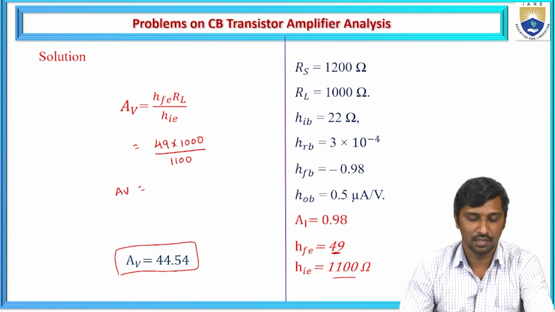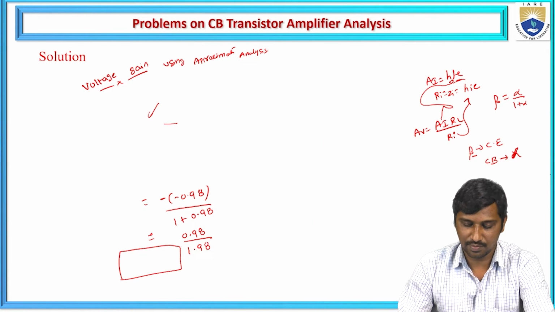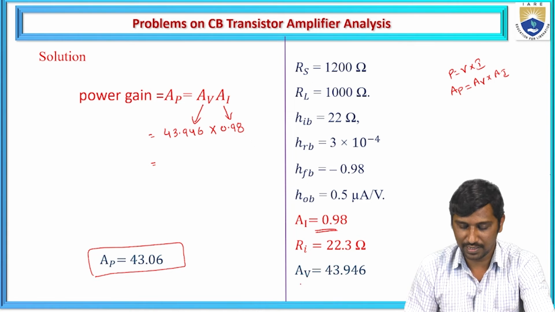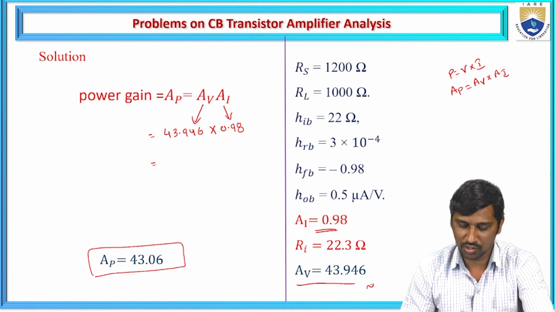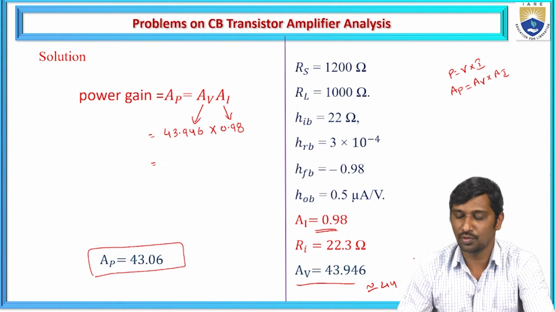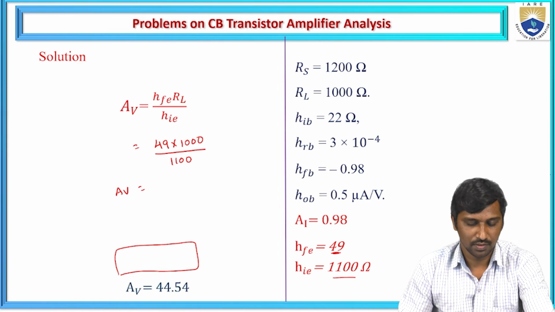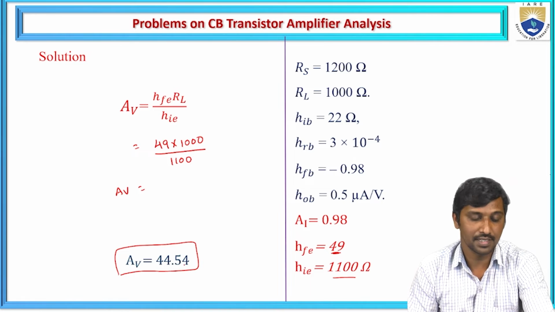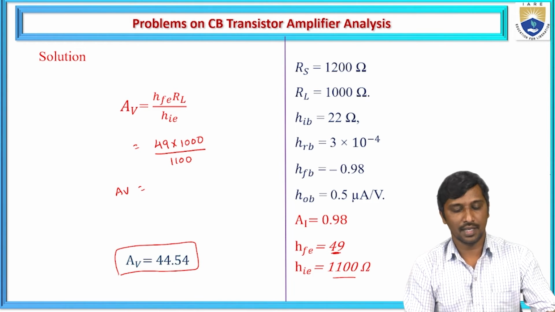In the exact analysis method, the voltage gain is 43.946. So 43.9 means approximately this voltage gain is equal to 44. In the approximate analysis we got 44.54, which means a small, minor deviation of 0.54 is observed between exact analysis and approximate analysis.